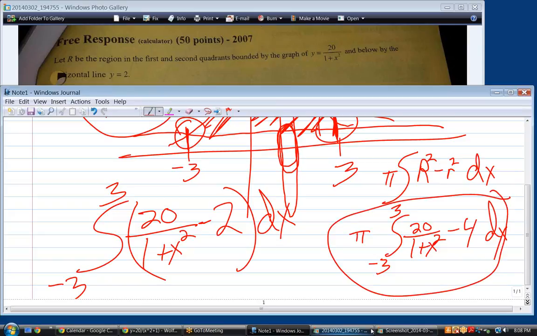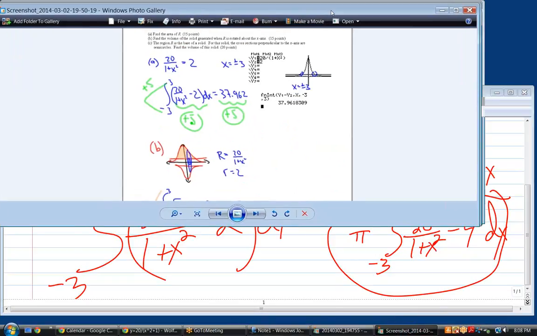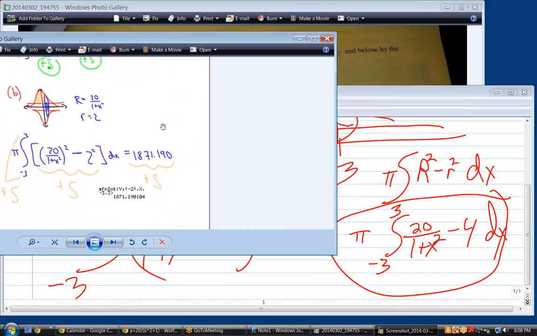No, plug it on my calculator. Let's just see if she's got the same. Yeah. It's not so much coming up with the calculation. You see the way she does this numerical integral down here?